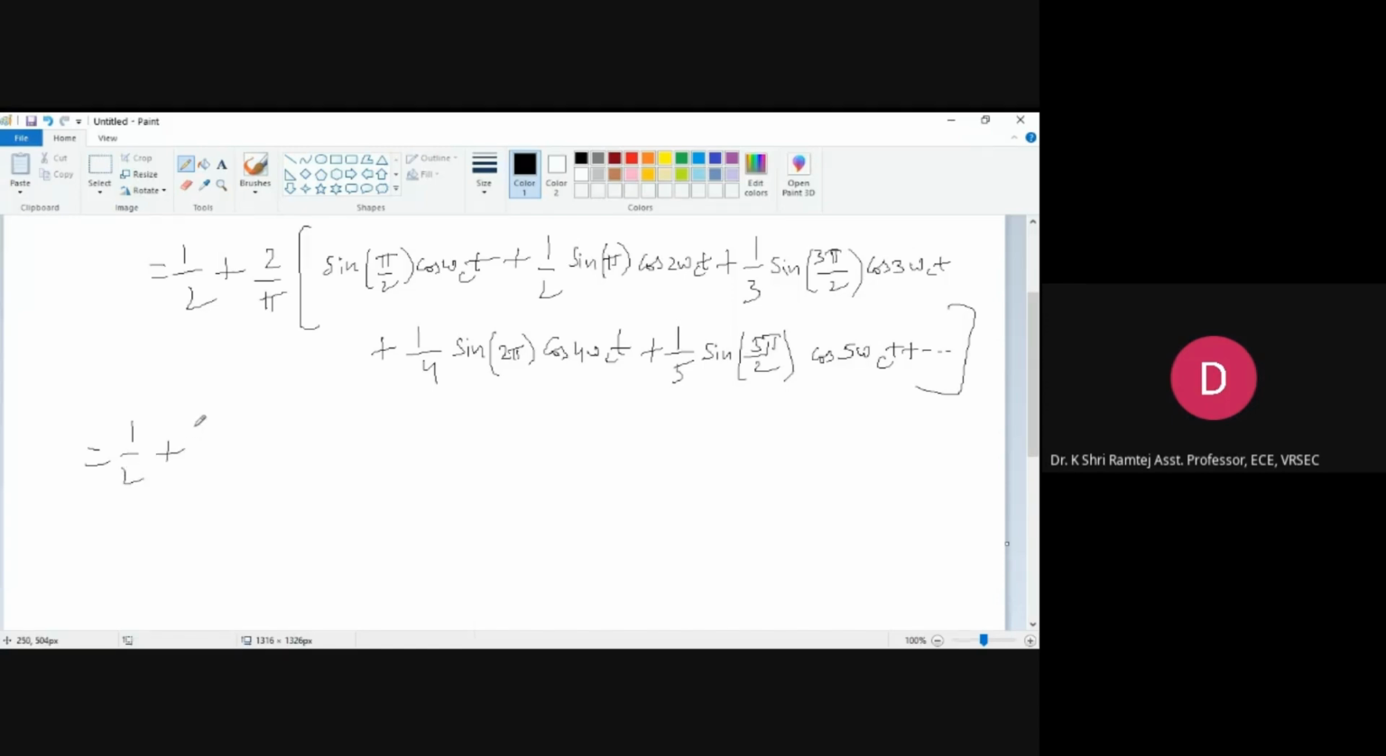So this one will be 1 by 2 plus 2 by pi, so this sine 90 will be 1, so this one will be cos omega ct, plus the sine pi will be 0, so this term will be 0, plus 1 by 3 sine 3 pi by 2 will be minus 1, cos 3 omega ct, plus again this sine 2 pi will be 0, plus 1 by 5 sine 5 pi by 2 will be 1, cos 5 omega ct and so on.